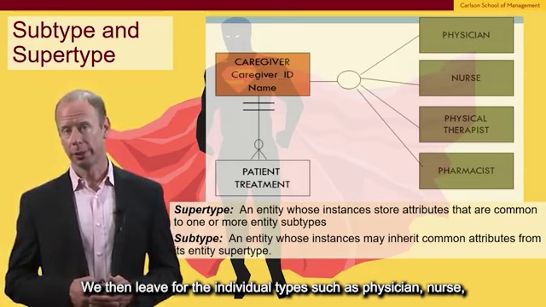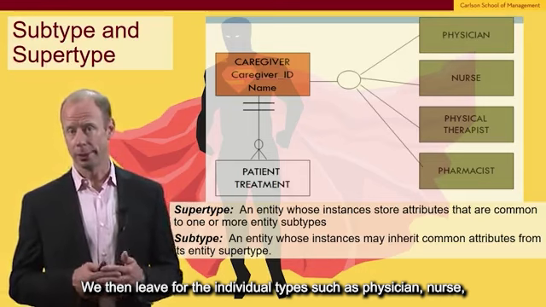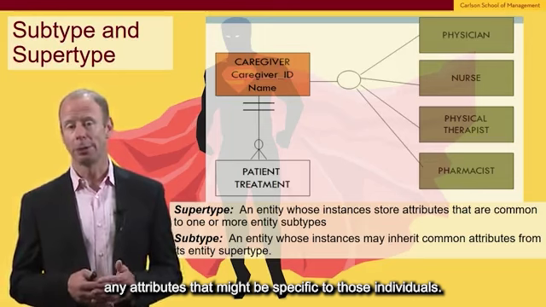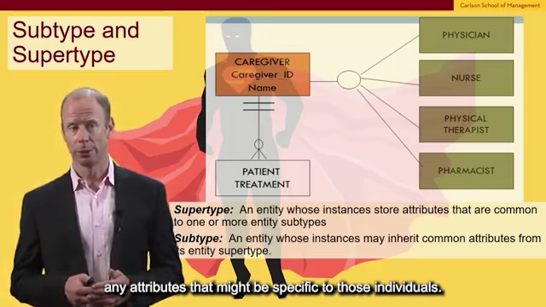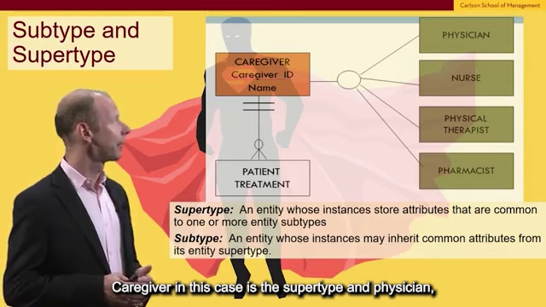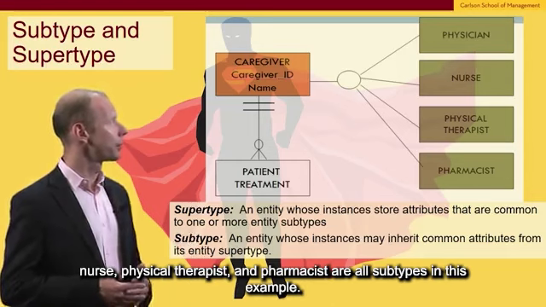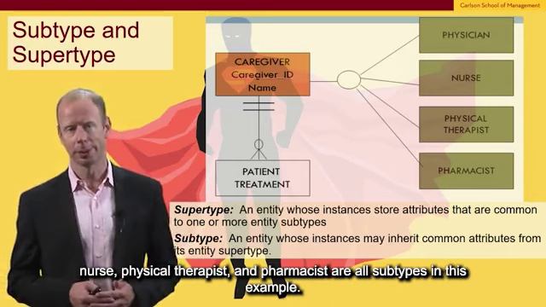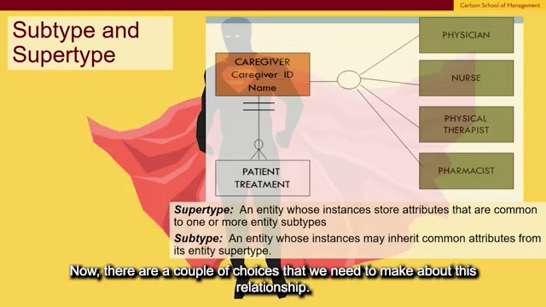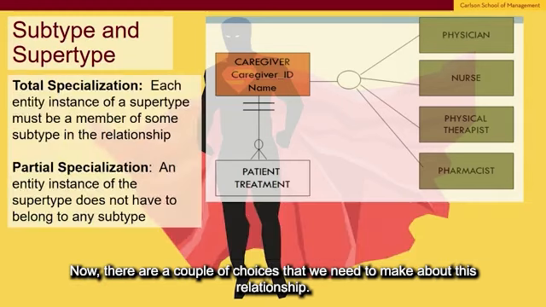We then leave for the individual types, such as physician, nurse, physical therapist, and pharmacist, any attributes that might be specific to those individuals. Caregiver in this case is the supertype, and physician, nurse, physical therapist, and pharmacist are all subtypes in this example. Now, there are a couple of choices that we need to make about this relationship.